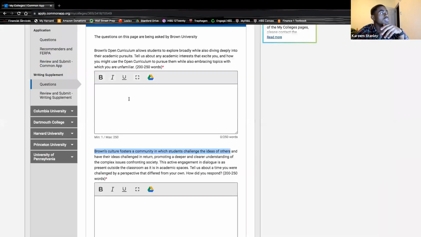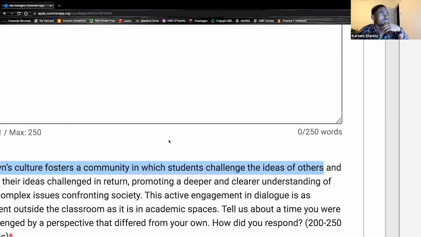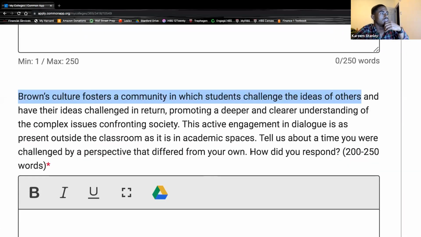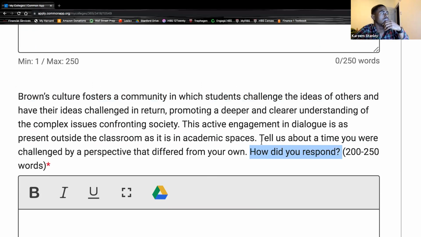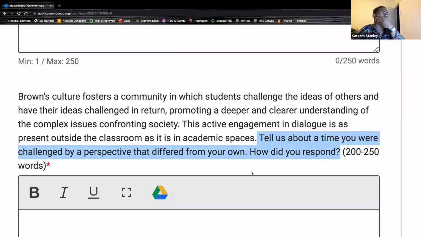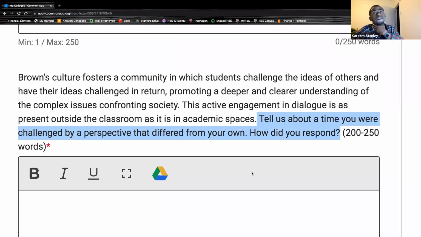And then look at the last line of that question. So here's the question. In grade 9, 10, 11, 12, tell us about a time, everyone's paying attention because I'm going a little slower. Ready? When I go slowly, it's very important. Tell us about a time you were challenged by a perspective that differed from your own.